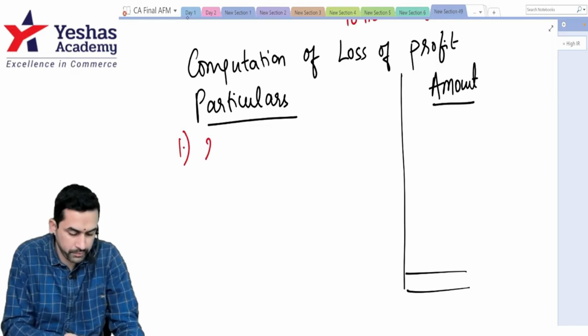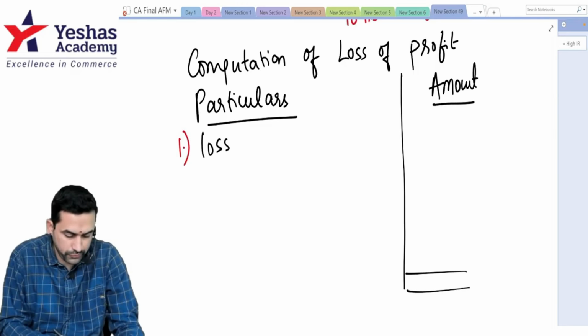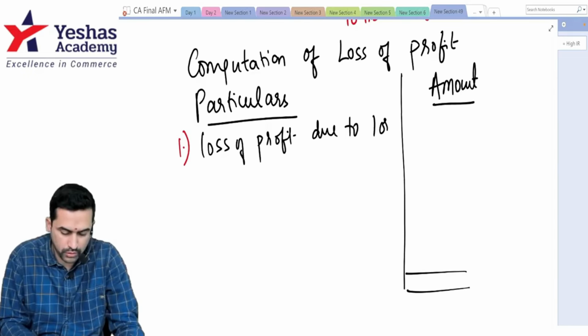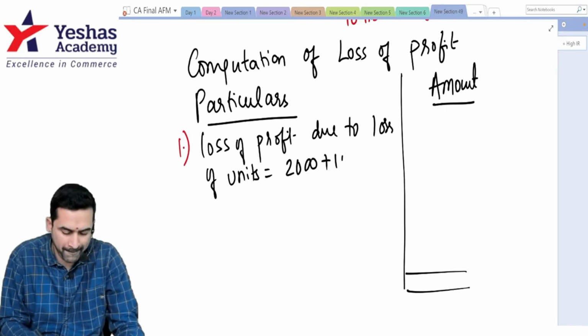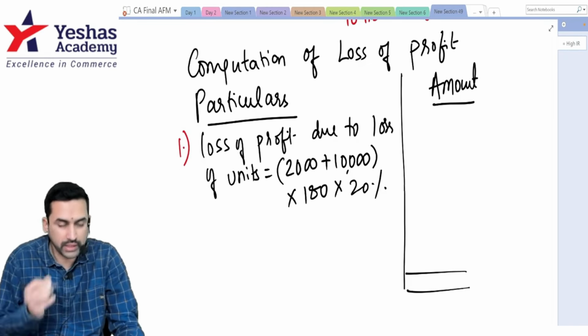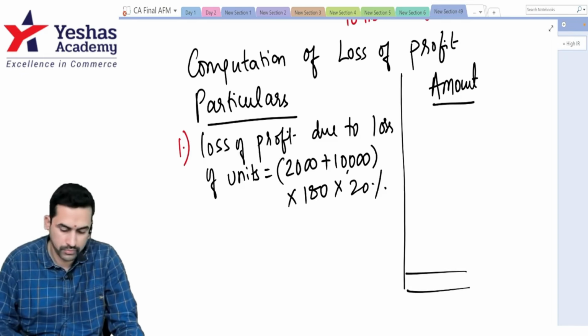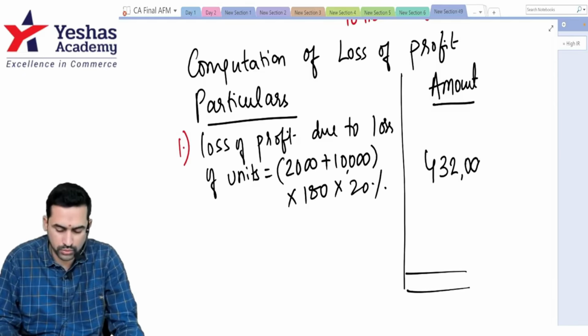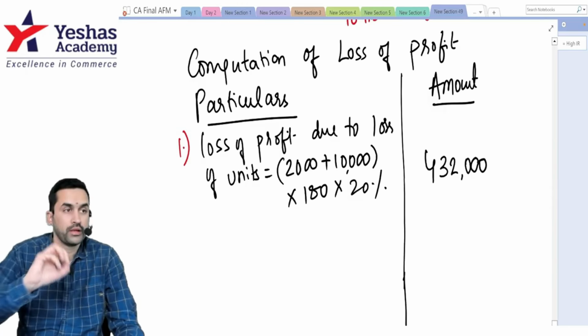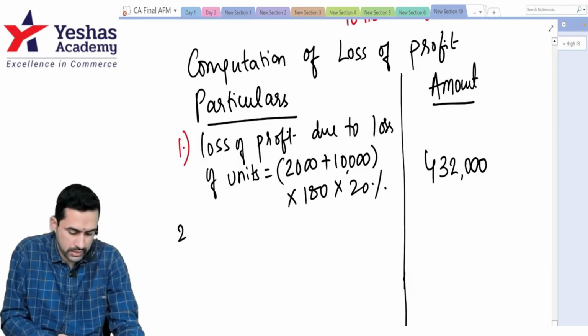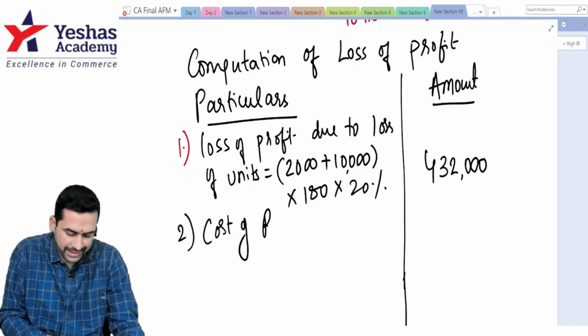Okay, first will be loss of profit due to loss of units. That is 2,000 plus 10,000 into 180 rupee price into 20% profit per unit. 4 lakh 32,000. Hope you have tried. Total loss of units into profit per unit. Second, cost of rectifying defectives.